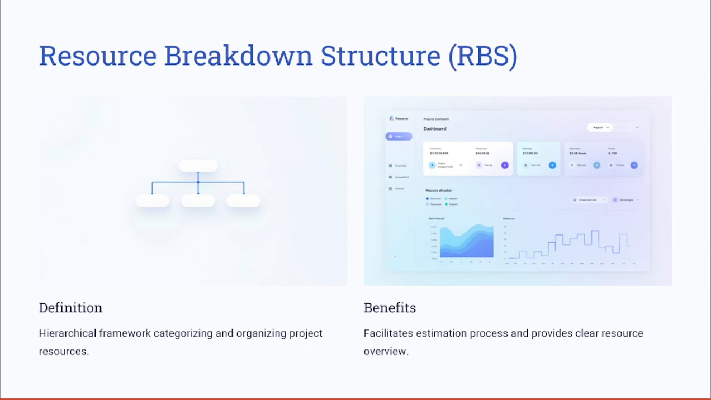The RBS helps break down large and complex resource needs into manageable components, making it easier to identify specific resource requirements for each project phase or task. The RBS, or resource breakdown structure, facilitates the estimation process by ensuring all of the resource types, such as human resources, equipment, and materials, are properly categorized and assigned, aiding in accurate and efficient resource planning.